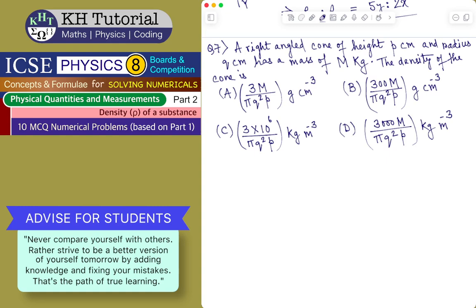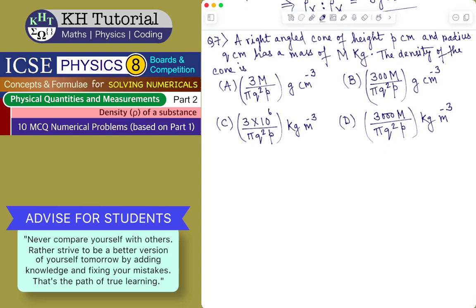Now from the given dimensions of the right angled cone, we can easily find the volume of the cone. We know that the volume of the cone is, what is the volume of a cone? I guess it is pi by 3 r square h.